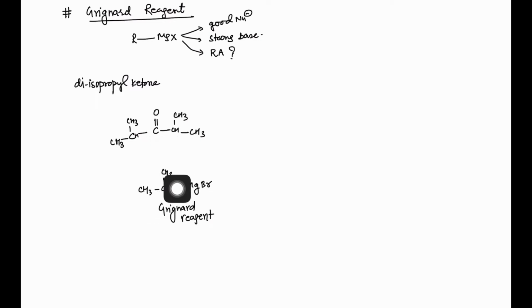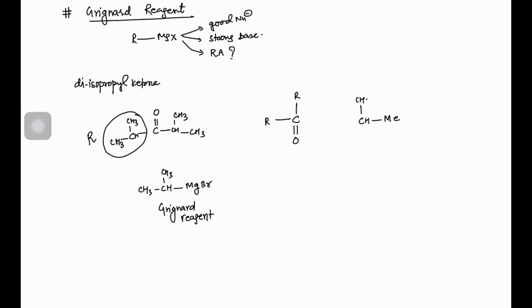So here what will be the main function of that? Here it will be acting as a hydride donor. So let me explain how it will be giving the electron. Let's draw the structure separately. Let this group be R, so we can write it as R and R. This R is basically isopropyl. And let me draw here the Grignard reagent, that is CH3, CH, CH3, and here it is MgBr.